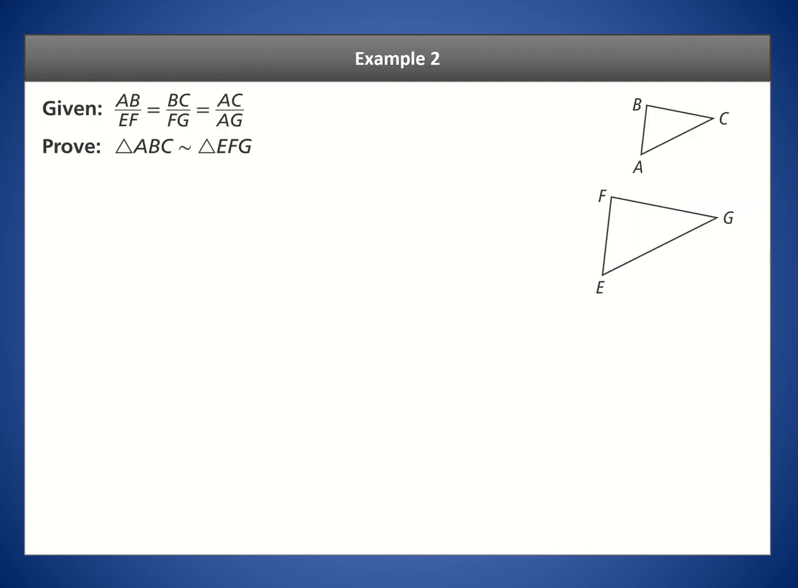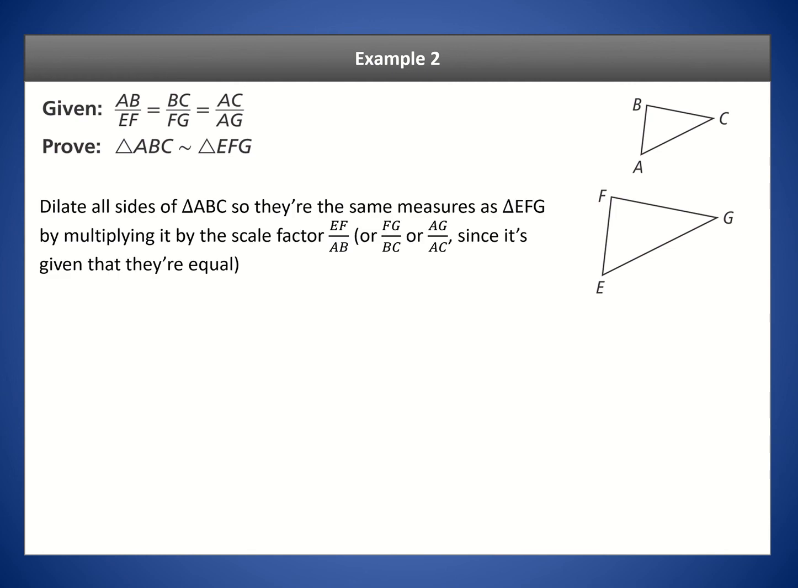All right, so we're going to go ahead and prove this theorem using what we did earlier. We're going to dilate ABC and enlarge it so that it looks like EFG. So again, like we did earlier, we're going to dilate all the sides of ABC so that they're the same length as the sides of EFG, by multiplying by the scale factor. So for example, if this were 6 and this were 3, the scale factor would be 6 divided by 3, which is 2.